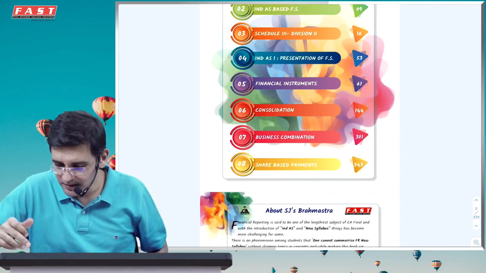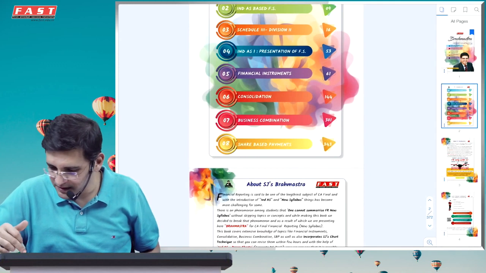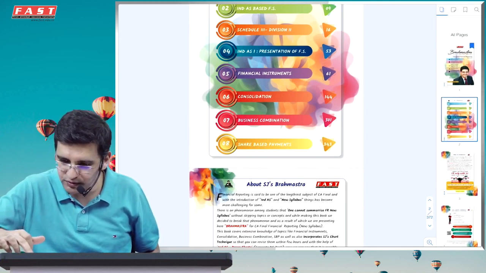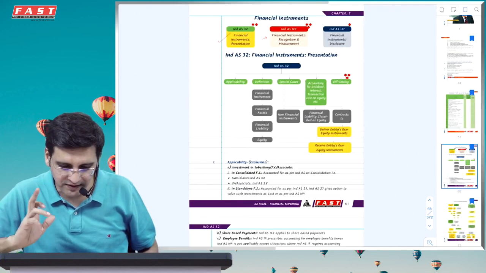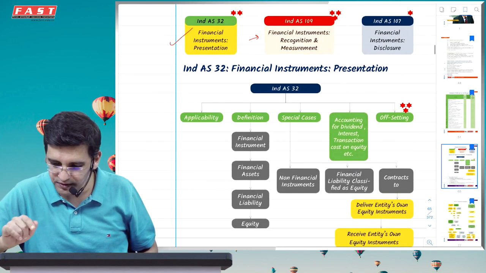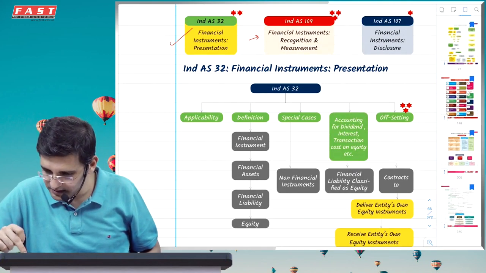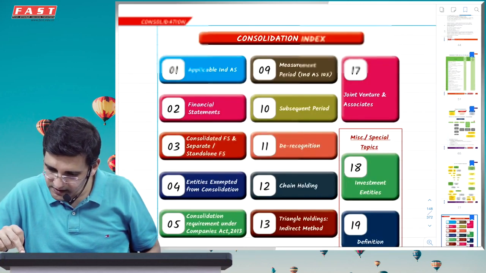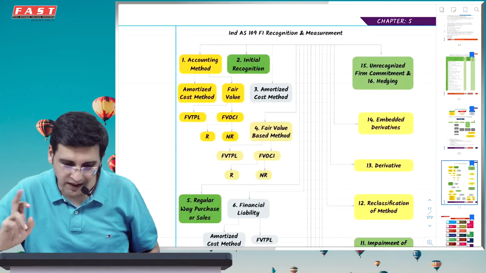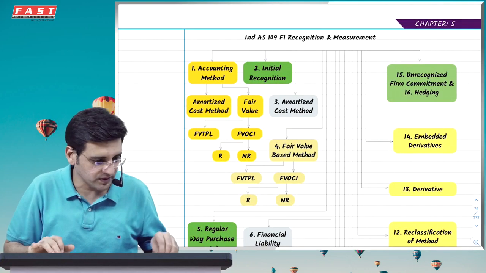So financial instrument, consolidation, business combination, and share-based payment. I will quickly jump to financial instrument. Financial instrument in Ind AS 32 is something which I've already shared on YouTube. I just showed you the videos. You can look at those particular videos there. And then, sorry, this is consolidation. This is financial instrument, Ind AS 109, what we are now discussing.